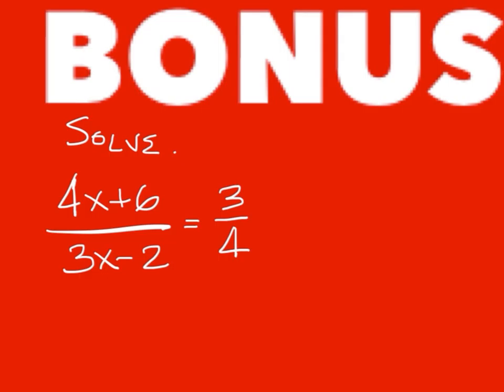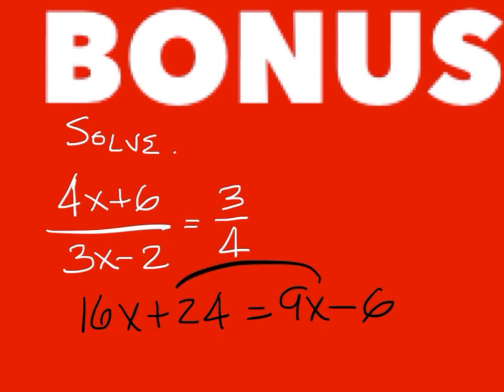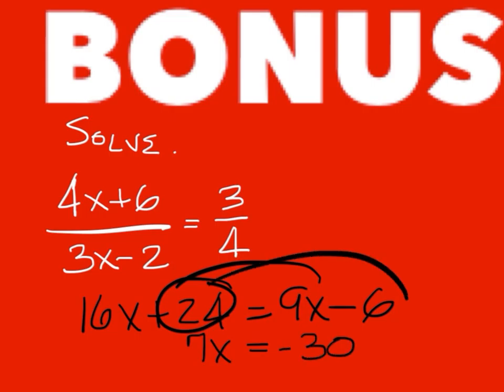The solution to this, and I'll work it out, is 16x plus 24 equals 9x minus 6. So when you move this over, you're going to end up with a 7x, and then this goes over to this side, you'll have a negative 30. So a negative 30 over 7, that's horribly written, is a negative 4 and 2/7.